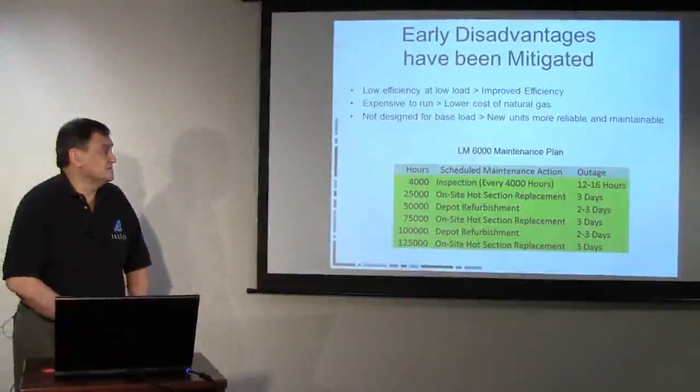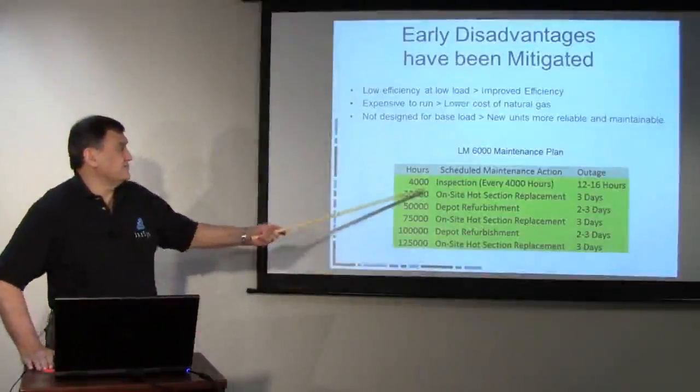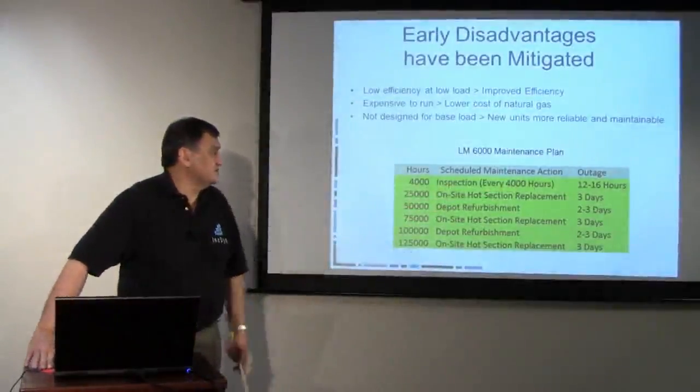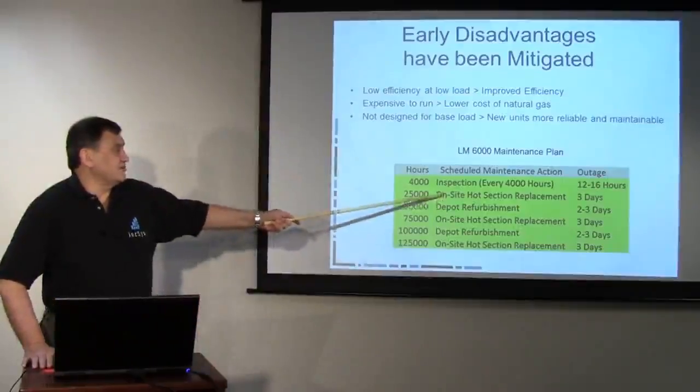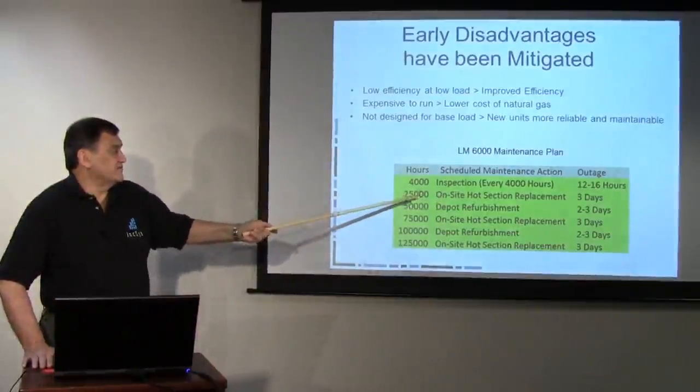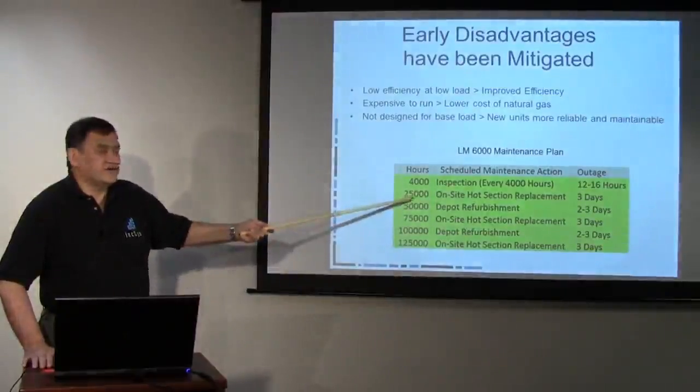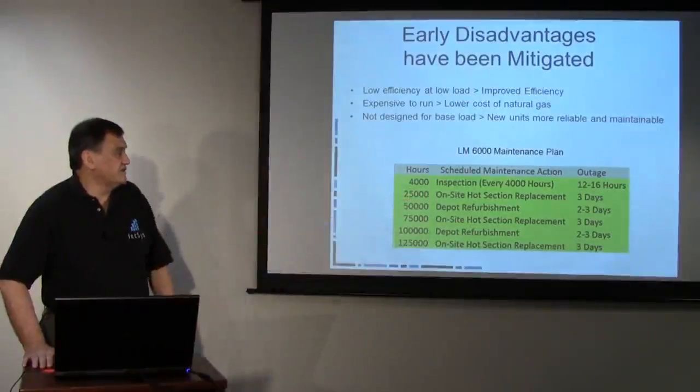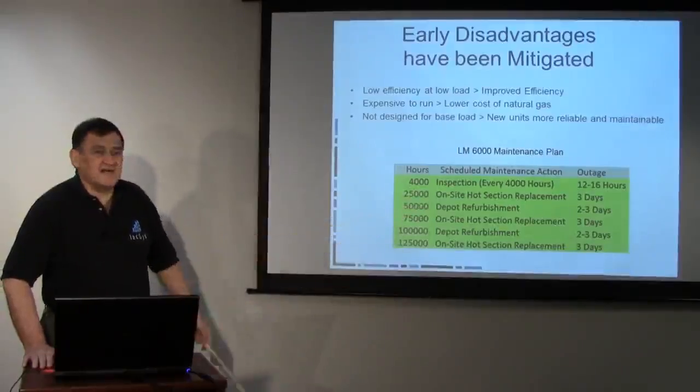And this shows you an example of the LM6000, where every 4,000 hours we need an outage for inspection. The hot section can be replaced within 3 days. So if it was running continuous, this could be 3 years. Every 50,000 hours, it needs to be sent back to the depot for refurbishment, but GE can actually lease you an interim one to take care of that period of time. So there's been a tremendous improvement in the overall maintenance plans.